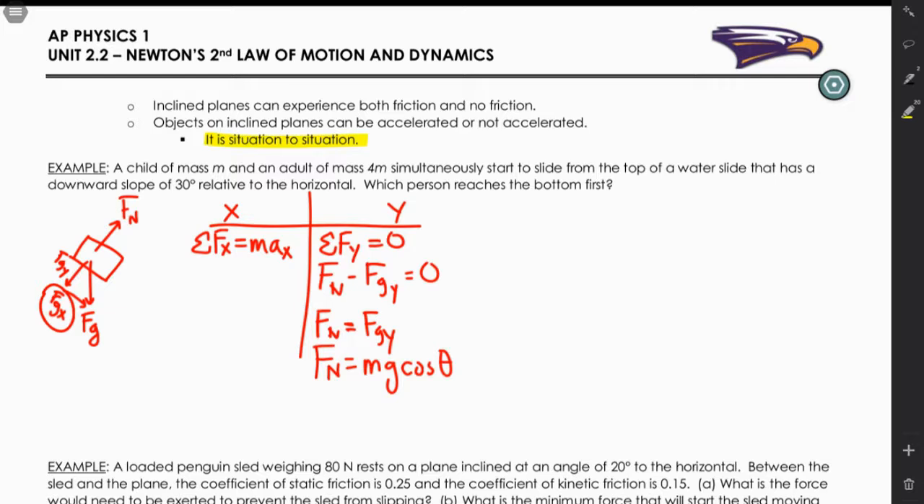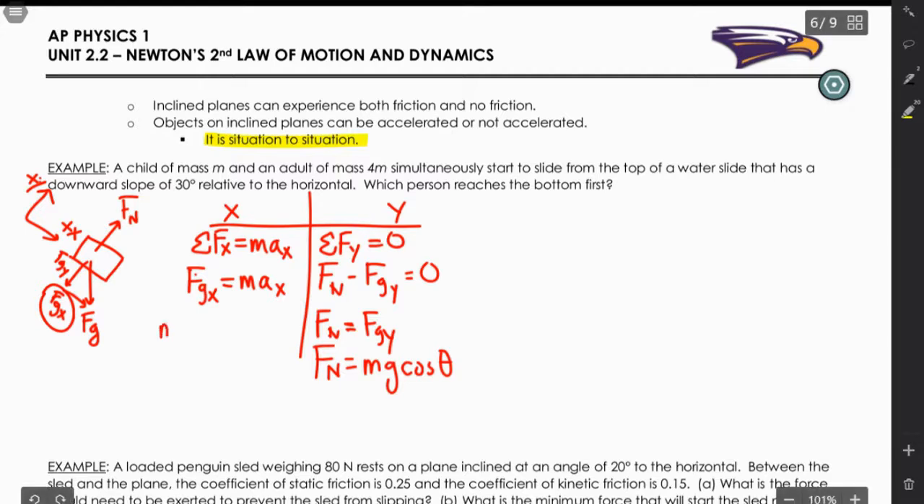And so the only force we would have, and here's what we're going to do, we'll put our positive down the incline, right? Our positive x is going to be down the incline because that's the way they're going to slide. So that puts Fgx in the positive direction. So we get Fgx equals max. In fact, we can just get rid of the x because it's the only acceleration we have.